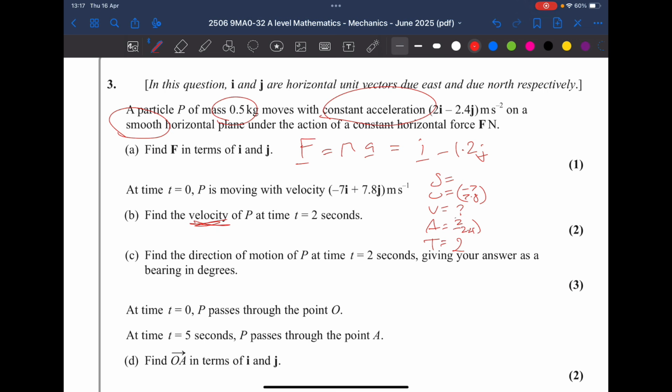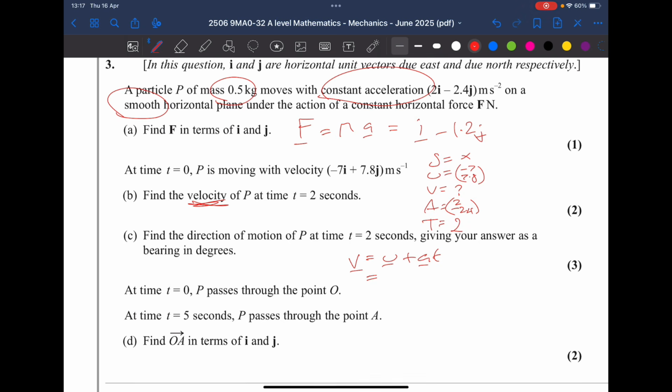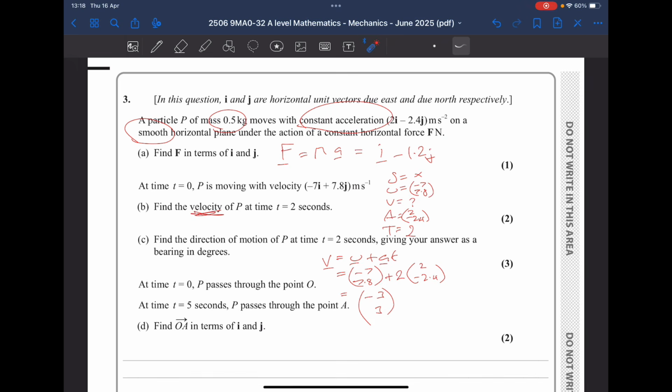You can see in this case, we don't care about our displacement at all. So V is equal to U plus AT. Looking at that again, this is all vectors in here, well, apart from time, always a scalar. So plugging those bits in, we have the U of minus 7 and 7.8. Our time is 2, and the acceleration of 2 and minus 2.4. So let's go row by row. 2 times 2 is 4, minus 7 is minus 3. 2 times 2.4 is 4.8. 7.8 take away 4.8 is 3. That again, quite satisfying, they're the same number, probably a good sign that things are looking good.